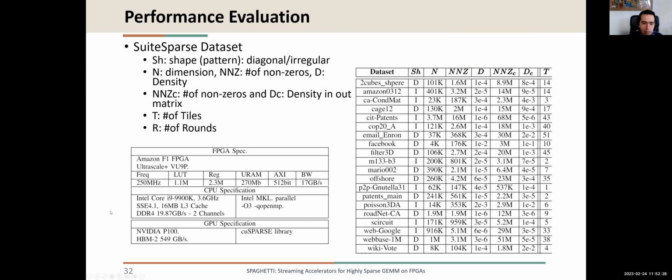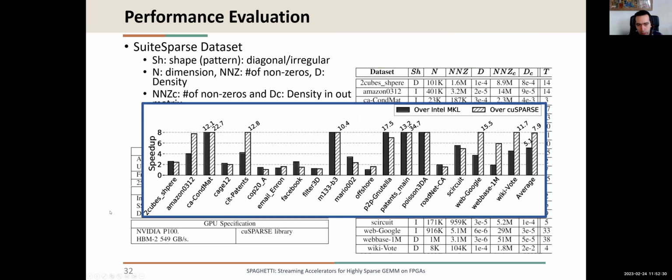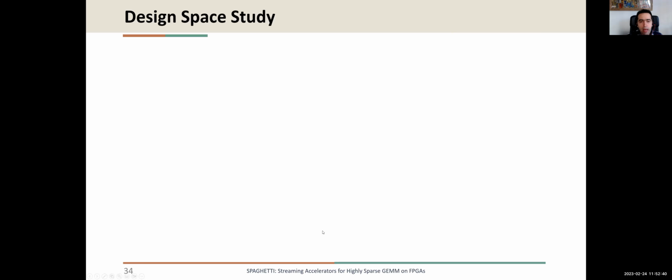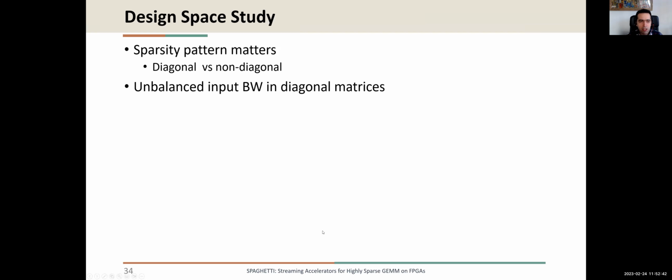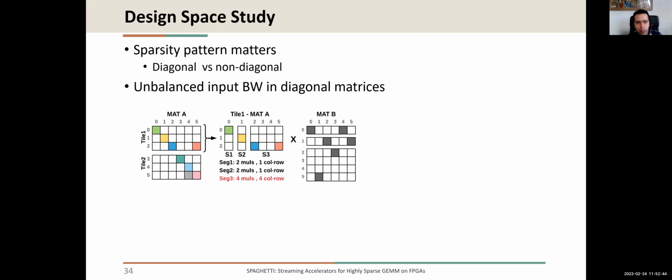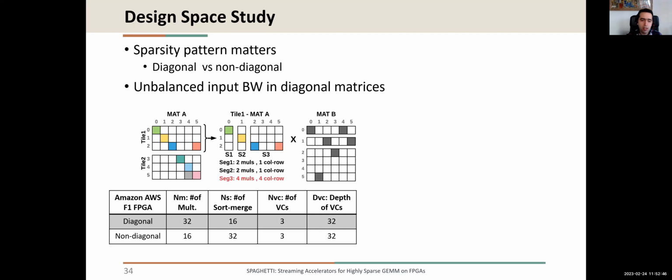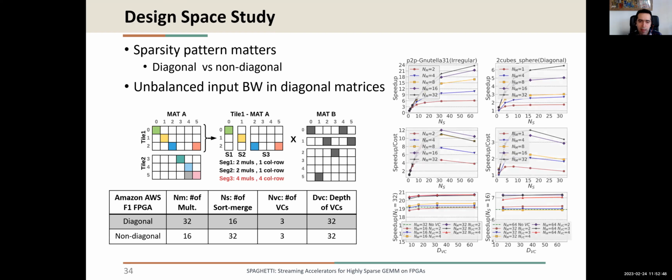Intel CPUs and GPUs. We ran the whole multiplication, and we were 5 times and 8 times on average better than CPUs and GPUs. Using this Chisel generator, we were able to do some sort of design space study based on the pattern of the matrix.